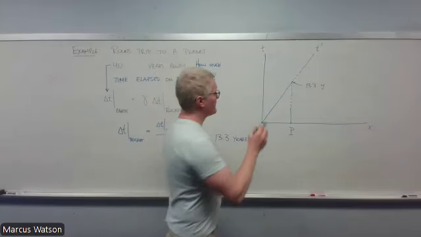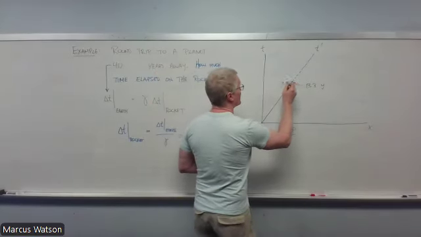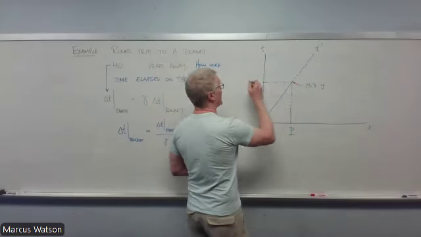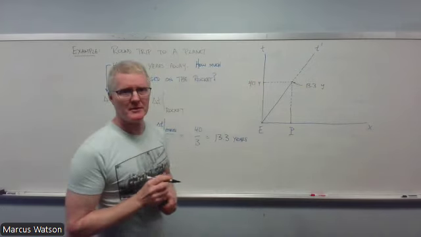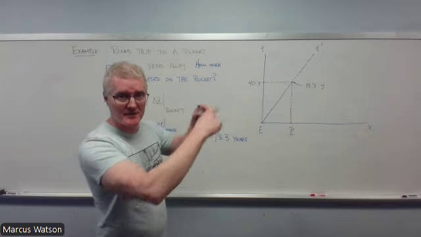On Earth, we would go straight across to read the Earth time. That would be 40 years, right there. Remember, these tick marks are at different spacings.